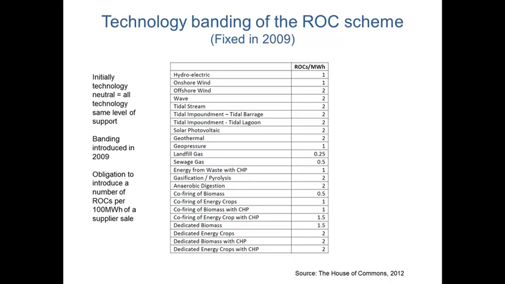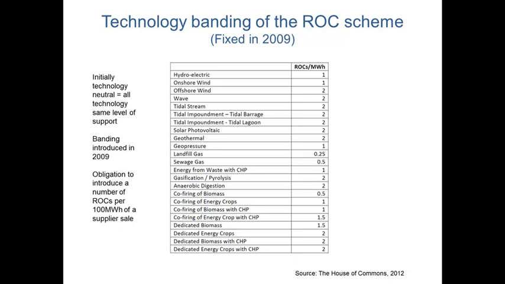Initially, the ROC system was technology neutral. All technologies got the same level of support. But a banding system has been introduced, and as you can see on this table now, each technology gets a different number of ROCs. For instance, 1 megawatt hour of hydro will generate 1 ROC, but 1 megawatt hour of offshore wind will generate 2 ROCs. This is to make sure investors do not invest just in the cheapest technology.